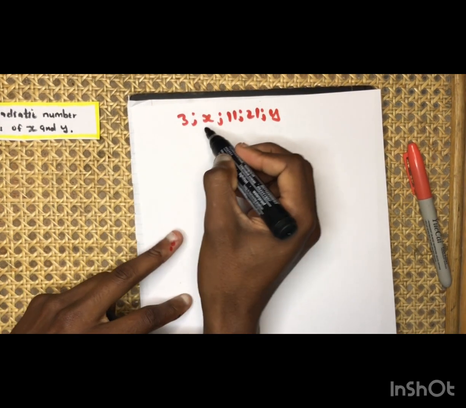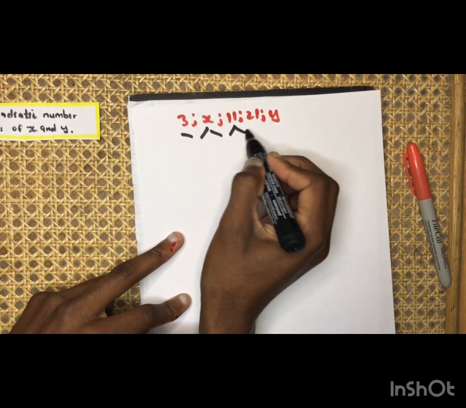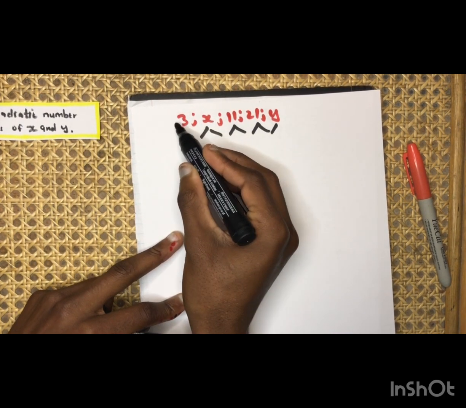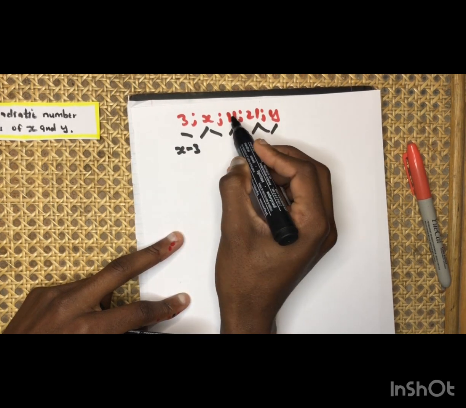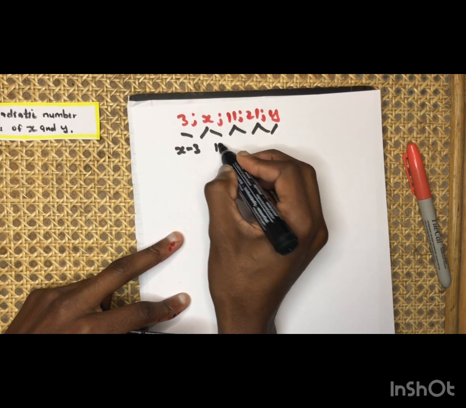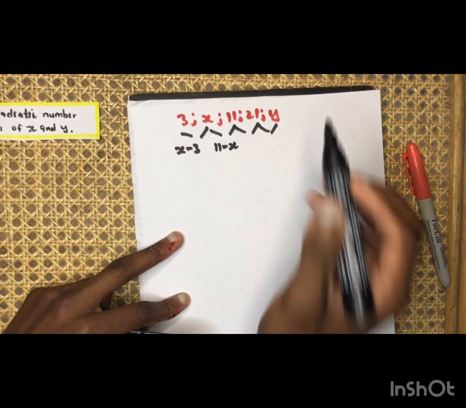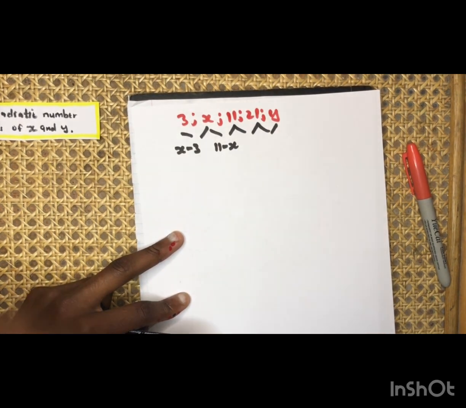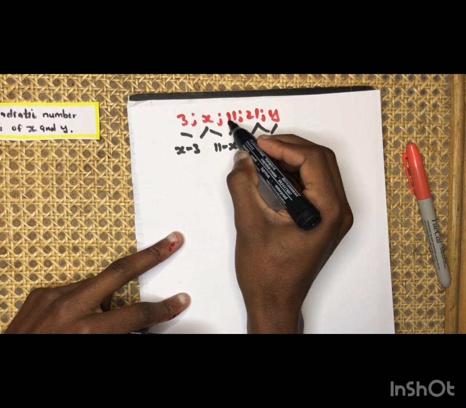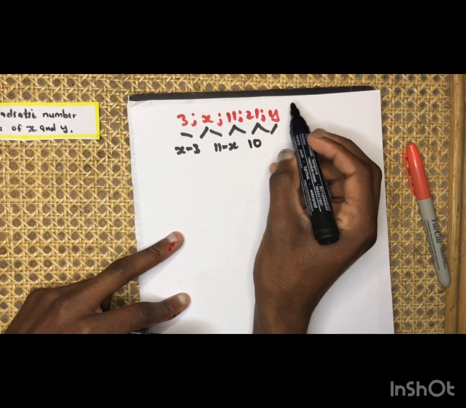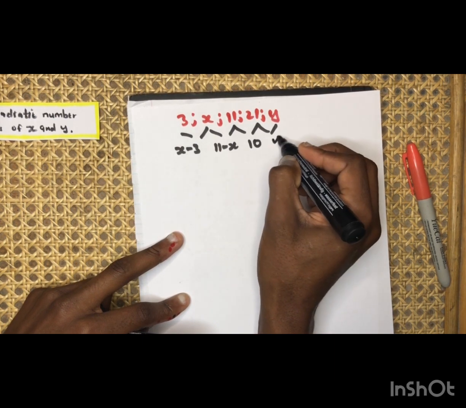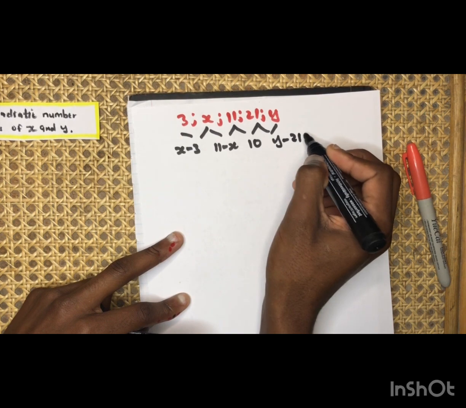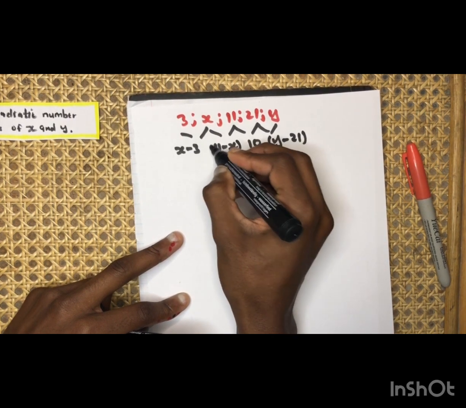So we're going to say t2 minus t1. We're going to get here x minus 3. Then I say t3 minus t2. We're going to get 11 minus x. Then we say t4 minus t3. We get 10. Then we say t5 minus t4. We get y minus 21. Understand? So hope we are good.